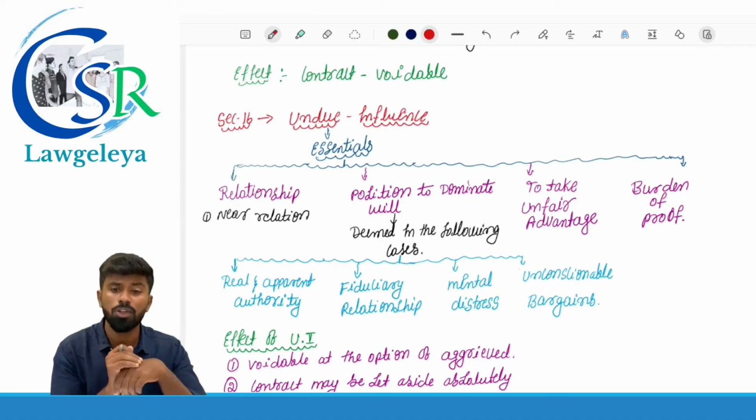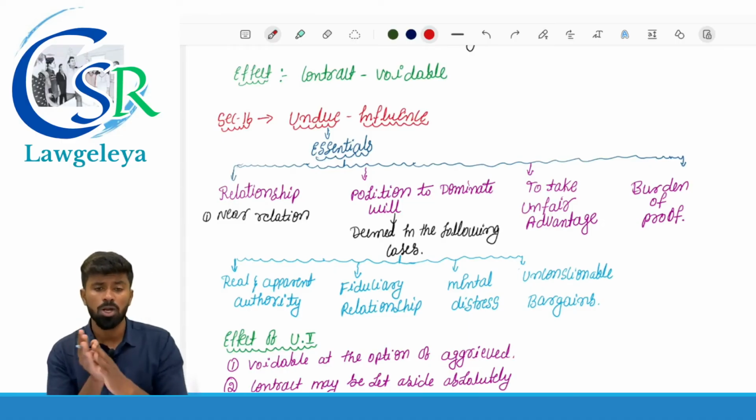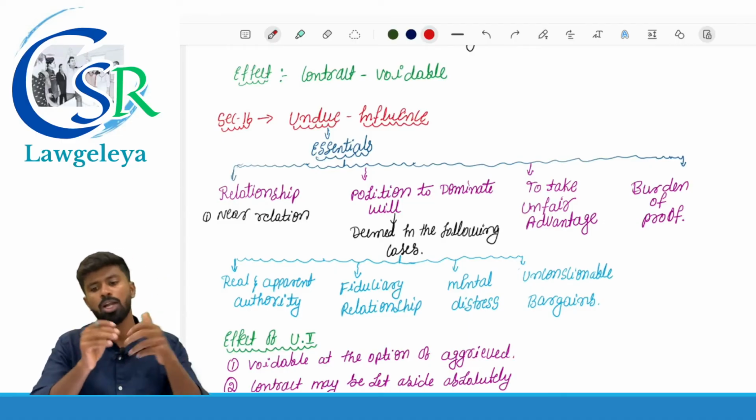And in case of undue influence, the burden of proof will be on whom? On the party who is in what position? A dominant position.